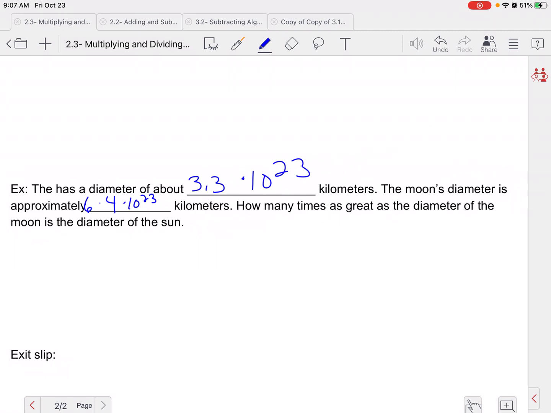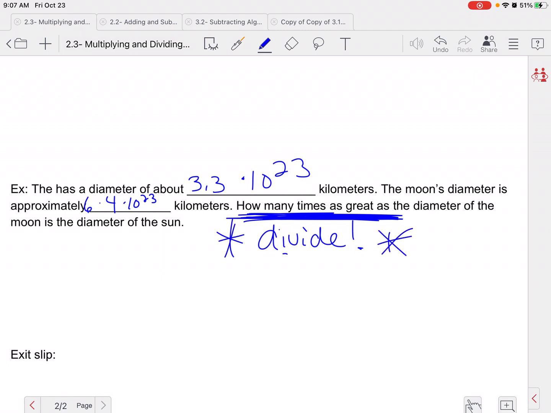It says how many times is greater. I want you to underline this, because this will be on the test. As soon as we see how many times is greater, that tells us to divide. Please write that down and tell yourself to study it, because it will be on the test.